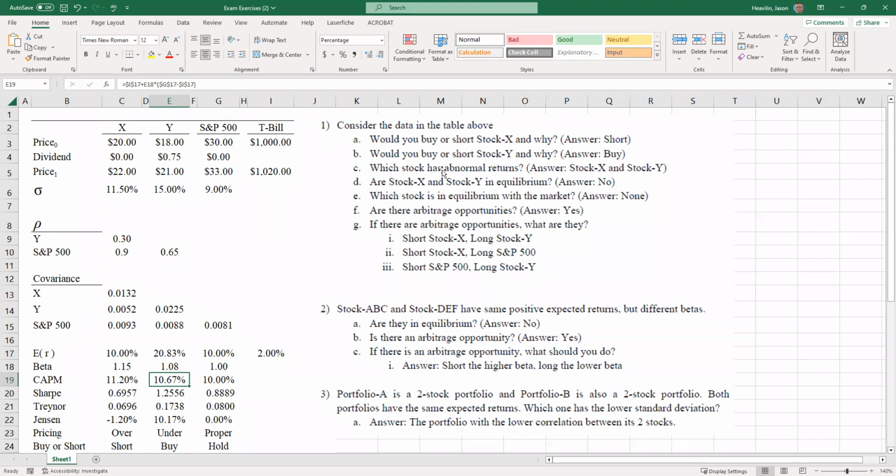Okay. Which stock has abnormal returns? Well, the answer is stock X and stock Y, but not the market. And this has to do strictly with Jensen Alpha. Abnormal returns just means that it's off the required. It doesn't have to be positive. This is just an abnormal loss, if you want to call it that, because returns can be negative, meaning a loss. And this has an abnormal positive return, but they're both abnormal because they're off the mark. It's not 0. When it's 0, then there are no abnormal returns.